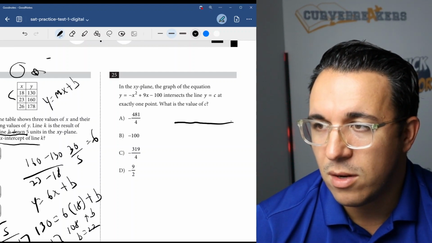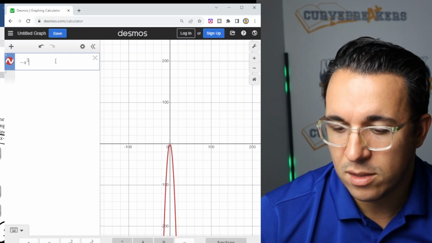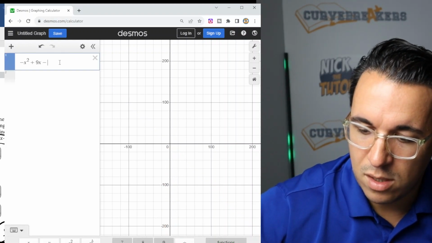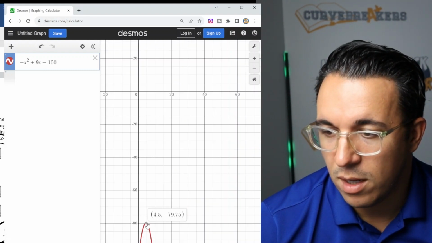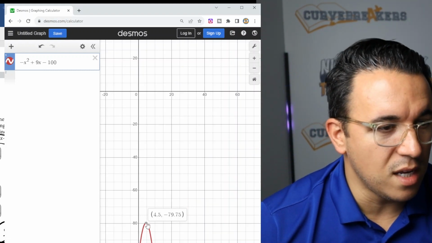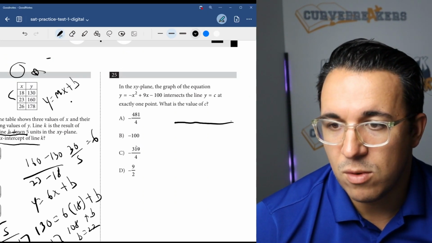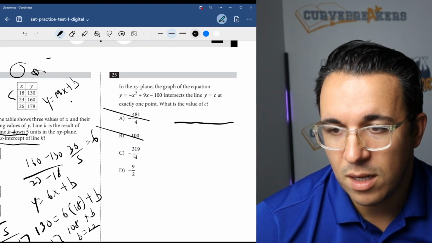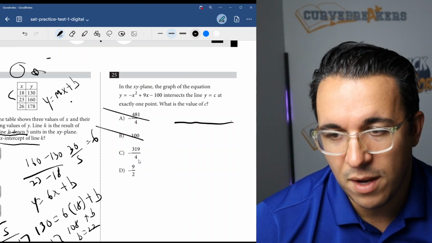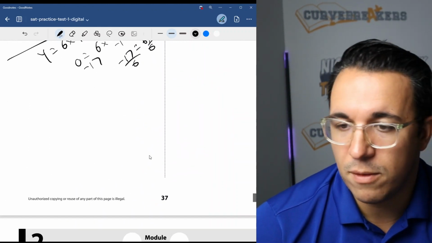So we want to go in here to Desmos. Negative x squared plus 9x minus 100. And then we're going to zoom in here, right? And we're going to look at this point, which is a little less than negative 80. Then we're going to go back to our test here, and we're going to see which one equals negative 80. This would be negative 120 something, negative 100. That's almost negative 80. And then this is wrong, right? So we're going to go with C there. Desmos, so helpful on this problem. You've got to use it.